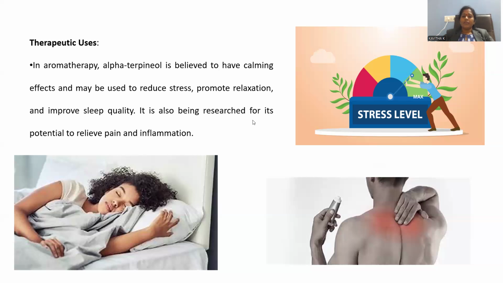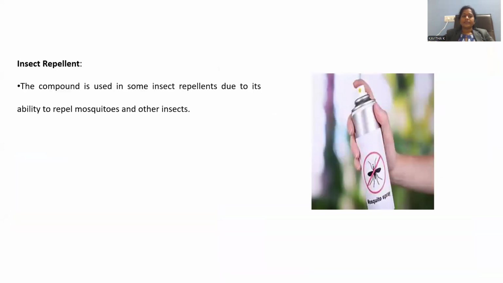It is also being researched for its potential relief of pain and inflammation. Wherever pain conditions are present, wherever severe hurt is there, in that condition also it may be possible to cure by means of alpha terpineol. There is a kind of research. So there is ongoing research upon these pain-relieving and inflammation-relieving tendencies, right?